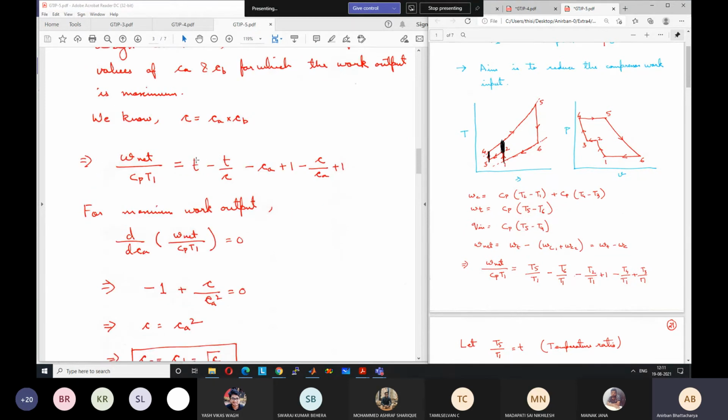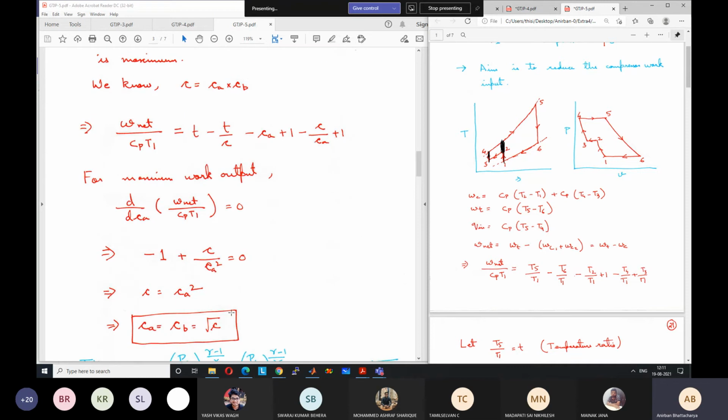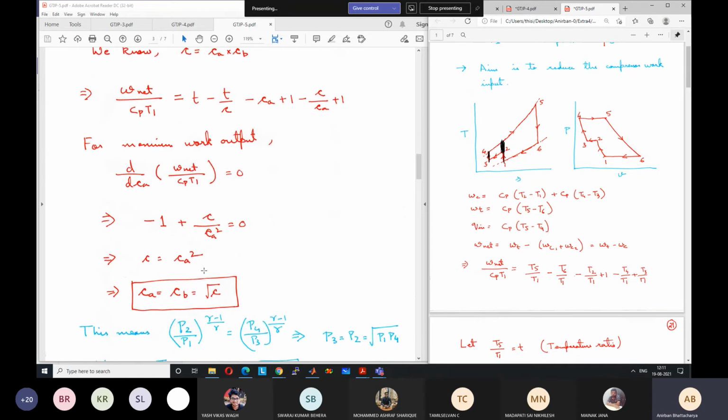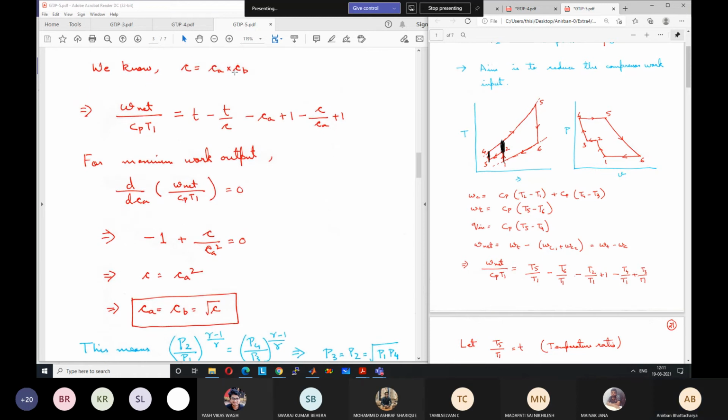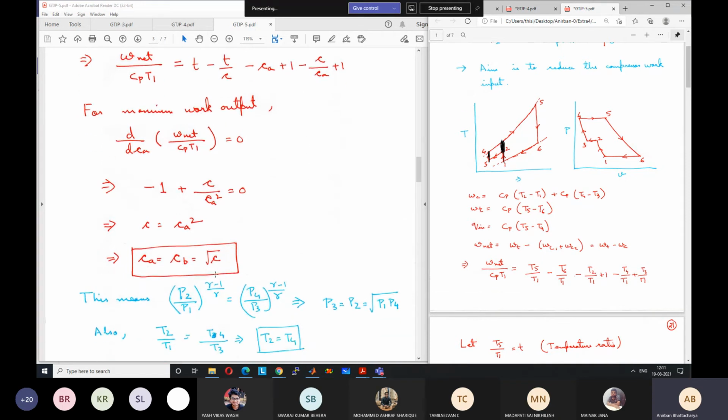If we do that, the first term goes to 0, it's not a function of CA. The second term goes to 0, it's not a function of CA. For the third term, we get minus 1, then 0, then this is minus of minus C by CA square, so plus C by CA square, plus 0. So minus 1 plus C by CA square equal to 0, or C is equal to CA square. C equal to CA square means CA is equal to CB from this expression, because you can just replace C as CA square. So CA equal to CB equal to root C.